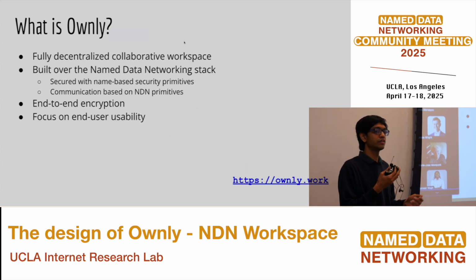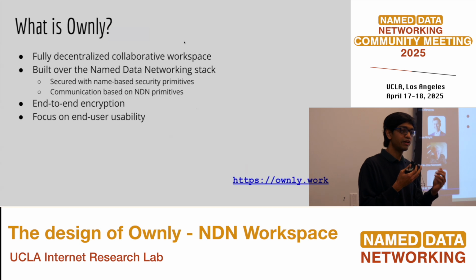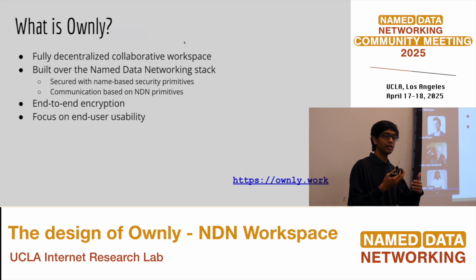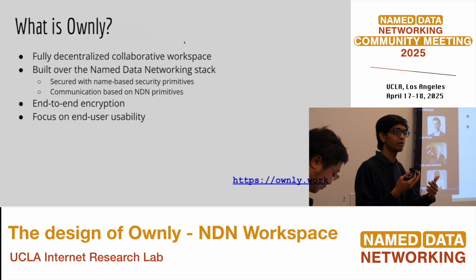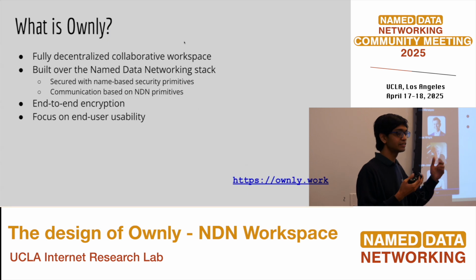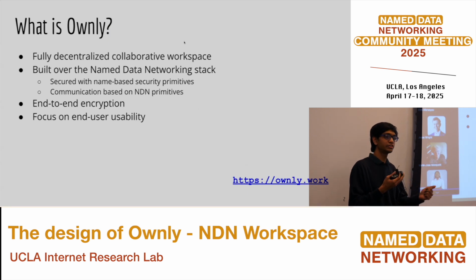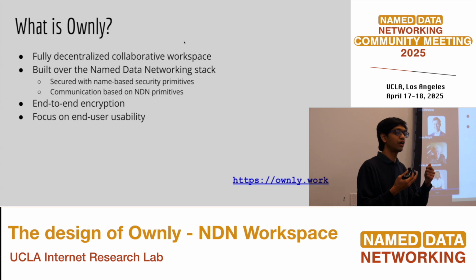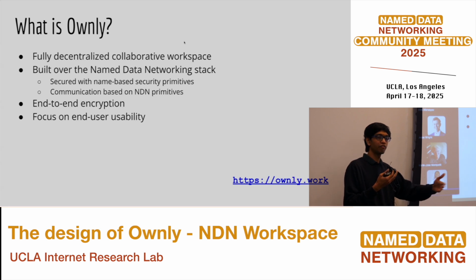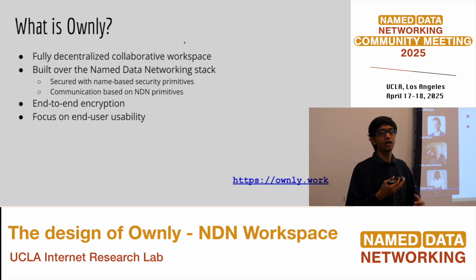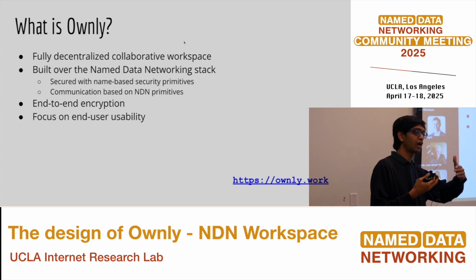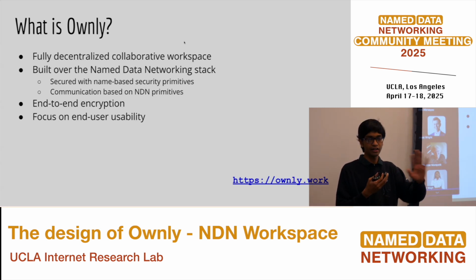So starting with what is Ownly? It's a fully decentralized collaborative workspace, which is built over NDN. The security is done with the name-based security primitives, essentially naming and trust schema, and the communication is also built on NDN primitives like sync. It can be end-to-end encrypted, and the focus here, importantly, is on end-user usability. So to make it a real application that each one of us can use without doing 10 different things, without understanding how it works, because your common user doesn't want to understand how it works. As long as it's secure, it's fine.